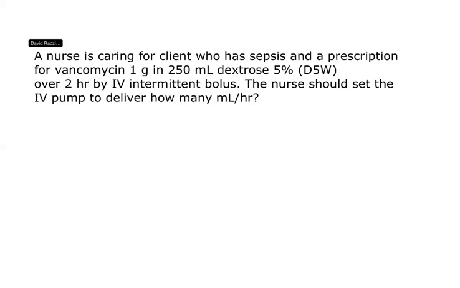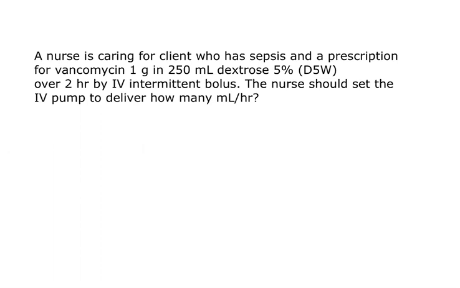Okay, so the question here for flow rate says that you have a nurse caring for a client who has sepsis, right? So that means they have an infection in their bloodstream. Their prescription is for vancomycin, which is available in 1 gram or 1 gram and 250 milliliters of dextrose, 5% by weight. And it's to infuse over 2 hours via intermittent bolus. So this is exactly the question that I believe you were asking. So the nurse should set the IV pump to deliver how many milliliters per hour.